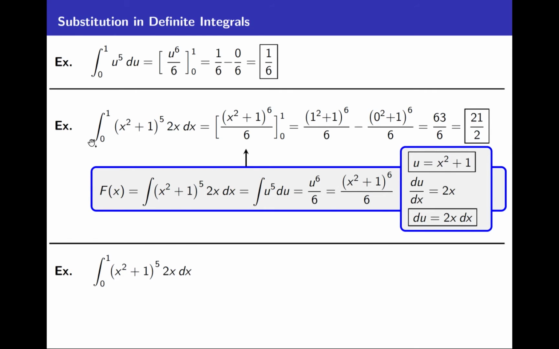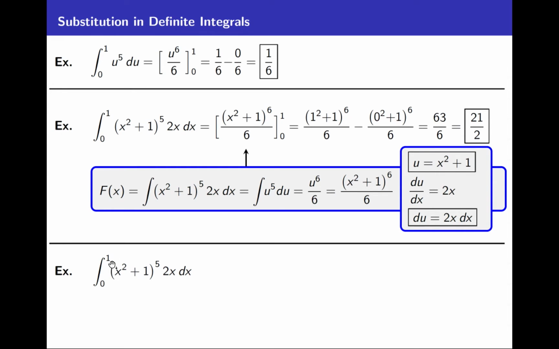So exactly the same problem, the integral from 0 to 1, x squared plus 1 to the 5th, 2x dx. Now, it's the same problem. We know the answer is going to be 21 over 2. But pay careful attention to what happens here, because what we're going to do is come up with a new formula that comes out of the approach that we take for this one. There is one point where something sort of unexpected perhaps happens. So you want to be on your toes here.